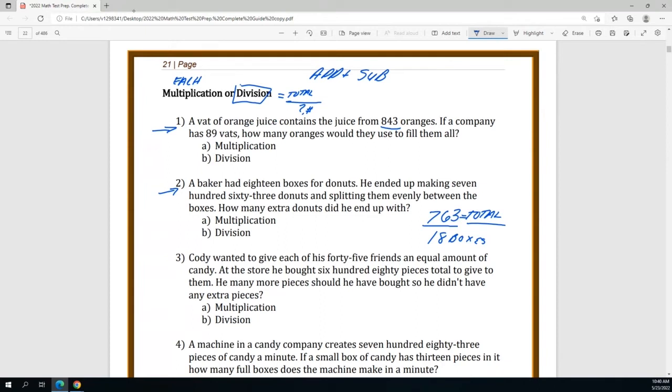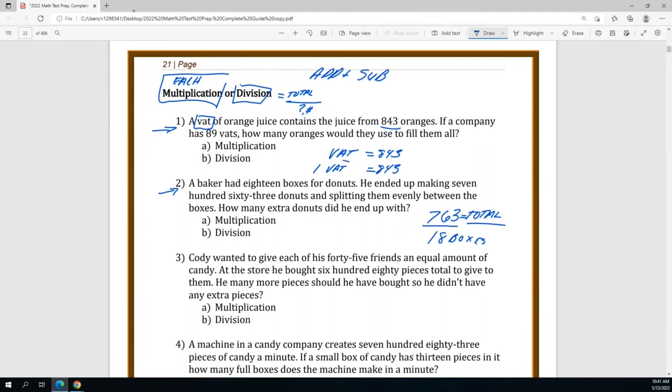So let's look at this. Notice that I said the word for multiplication is the word each. Notice that you see here it says a vat. Well, a vat, again, for vocabulary words, is a large container. So if we have a vat, that's one. That's one vat. And you have 843 oranges in this one vat.